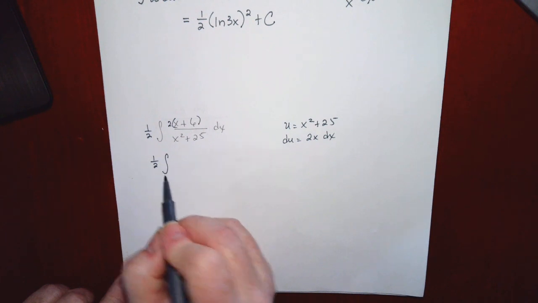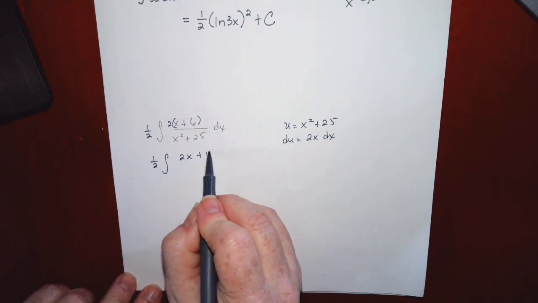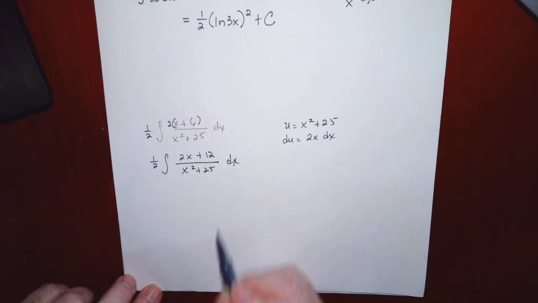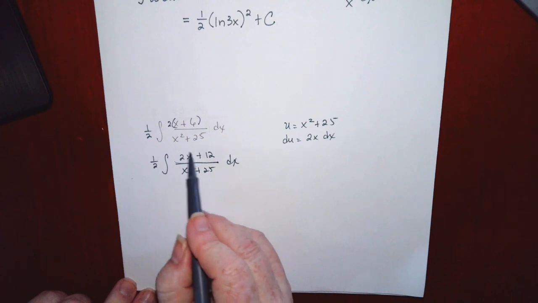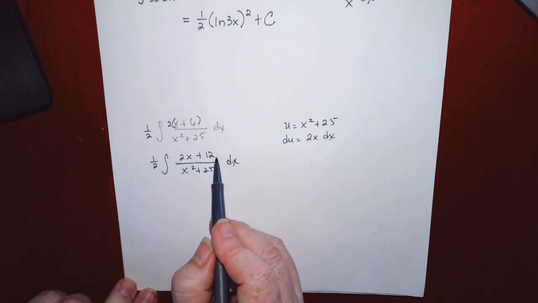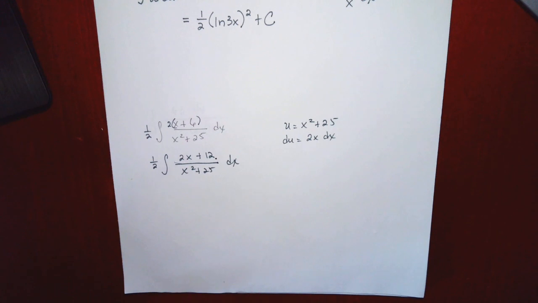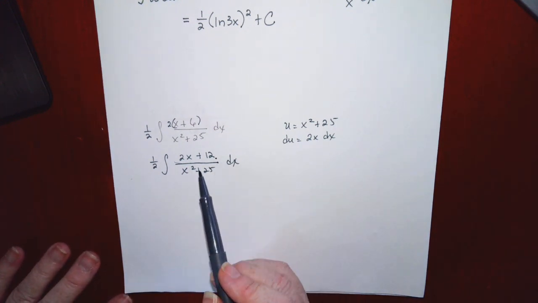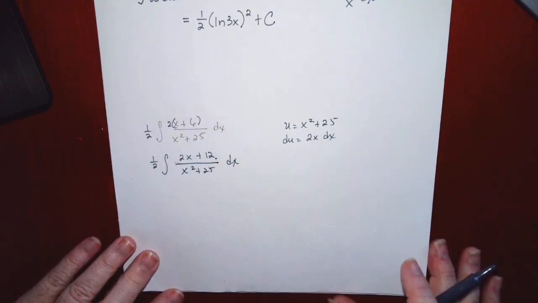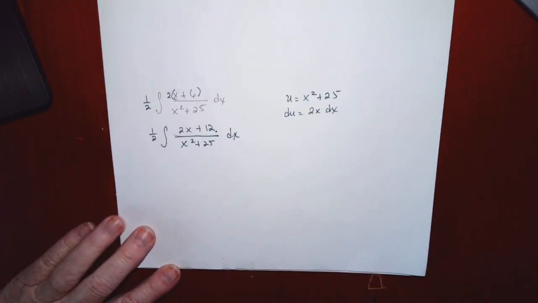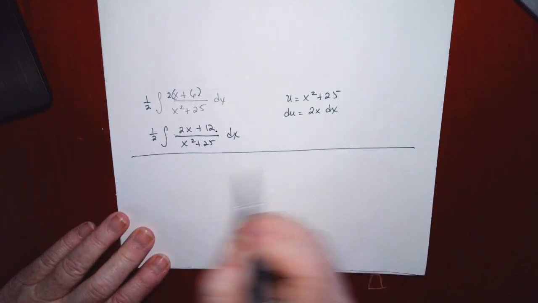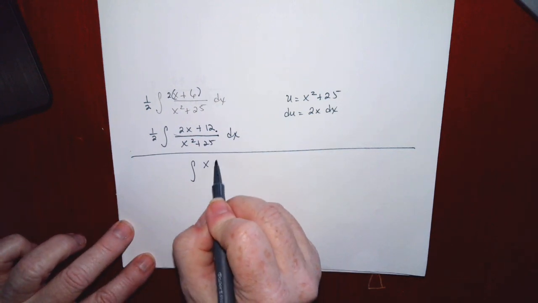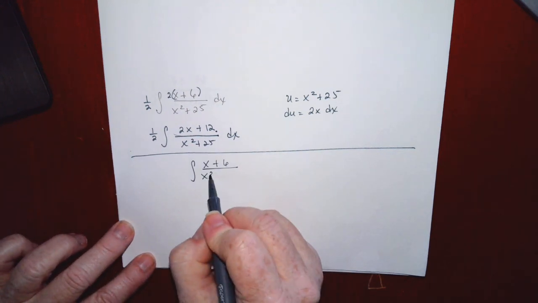So that would give me 1/2 times the integral of (2x plus 12) over (x squared plus 25) dx. So this part right here would be a du, but then it's added to something else. And we can't deal with that. We can't do a du plus something in our integrand. So what might we do with this integral instead of just starting with u equals x squared plus 25? We could actually continue from here, but that's not quite exactly what I wanted to see.